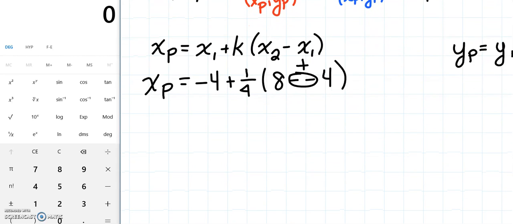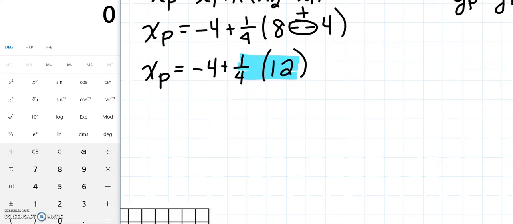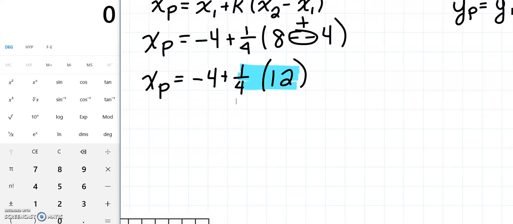All right, always do parentheses first. PEMDAS tells you to work with the parentheses first. So I'm going to rewrite XP equals -4 plus 1/4 times 8 plus 4, which is 12. The next step is where everyone makes a mistake. We are going to be multiplying 1/4 times 12 first, and then adding it to the -4. 1/4 times 12 is the same thing as doing 12 divided by 4.